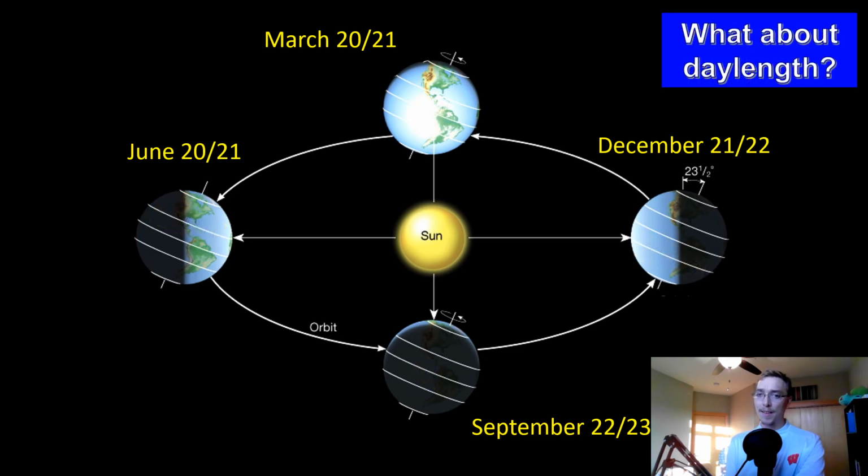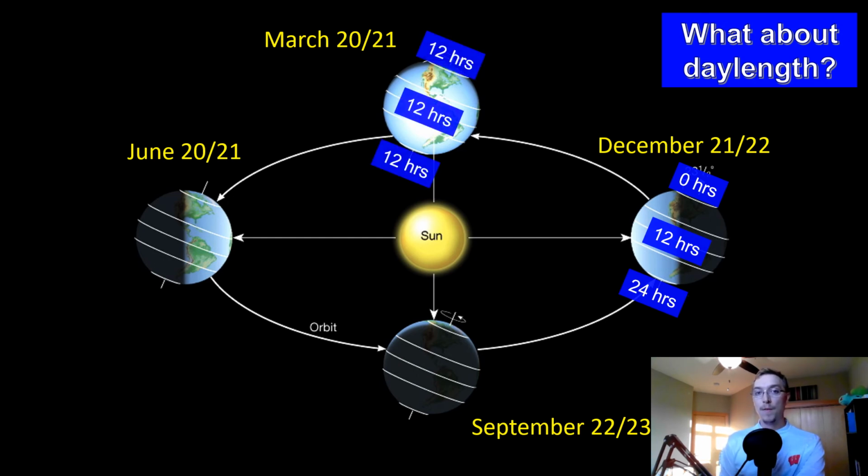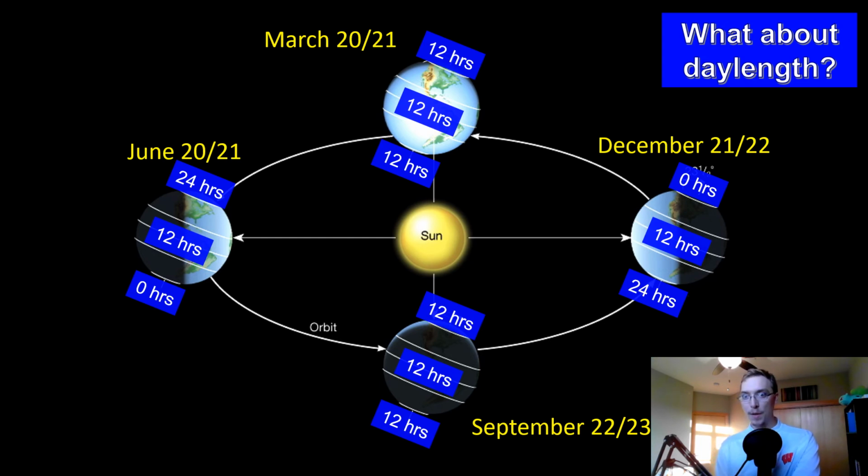And then what about day length, right? Think about how day length changes through the years. Now, if we were to look at December 21st to 22nd, it's 12 hours along the equator, 0 hours along the North Pole, and 24 hours along the South Pole. Same thing, but 12, 12, and 12 in our March equinox. Flip-flopped in our June solstice. And then the same in our September equinox.